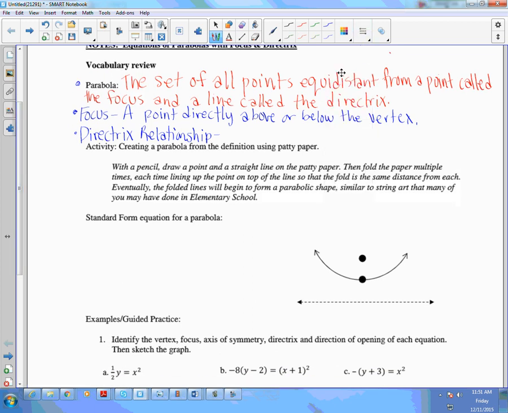Any point on the parabola. Everything on the parabola will be equidistant. That means equal in distance from the focus and directrix. Every point on the parabola will be equidistant from the focus and the directrix.